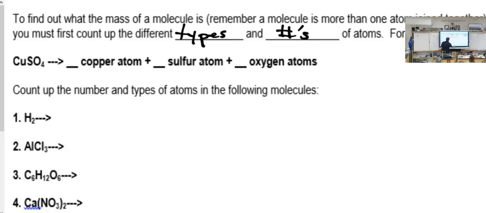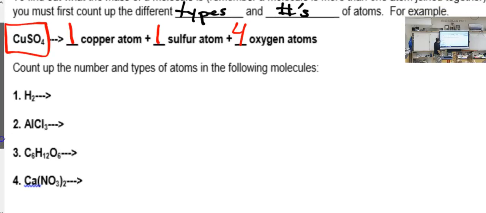We have CuSO4. In this formula, how many copper atoms are there? There's 1. I thought I heard 4. This 4 only goes to the thing it's right next to. All right, so there's 1 Cu. How many S's are there? 1. Then how many O's are there? 4.